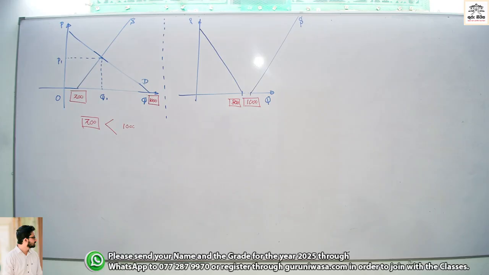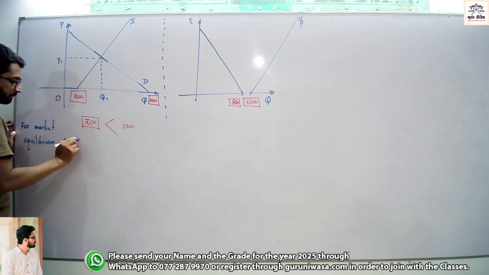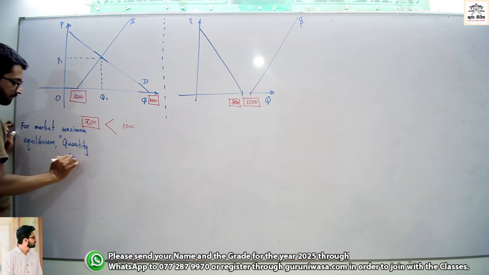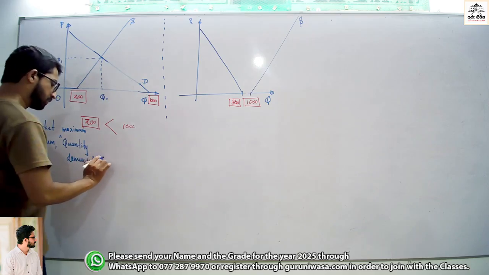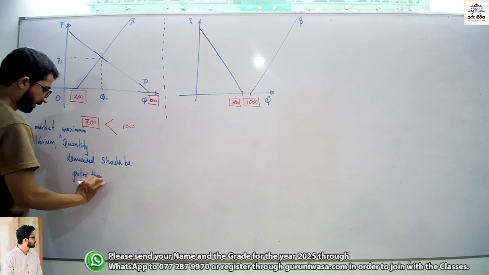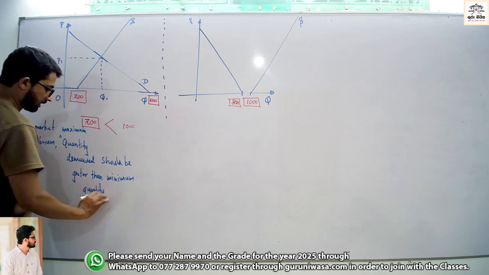You can say below this diagram, for market equilibrium, the maximum quantity demanded should be greater than the minimum quantity supplied.